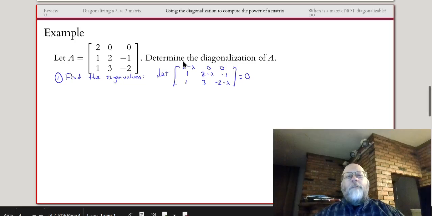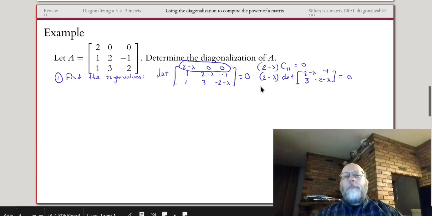I'm going to do a cofactor expansion along the top row. And that's going to give me 2 minus lambda times the cofactor in the 1, 1 position. And the cofactor in the 1, 1 position is the determinant of the smaller matrix 2 minus lambda, negative 1, 3, negative 2 minus lambda. And that's equal to 0. So this is 2 minus lambda times 2 minus lambda, negative 2 minus lambda, plus 3.